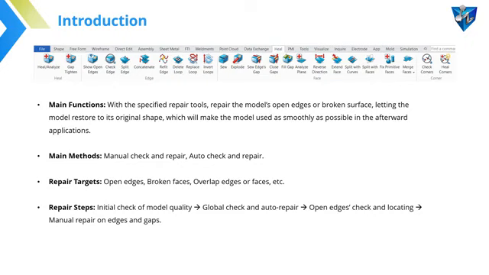In terms of model repair, normally we have two methods, manual and auto. And the targets we are working on are open edges, broken faces, overlap edges or faces, and so on. Finally, we can follow the below steps to do the repair. First, initial check of model quality. Second, global check and auto repair. And then, open edges check and locating. Finally, manual repair on edges and gaps.